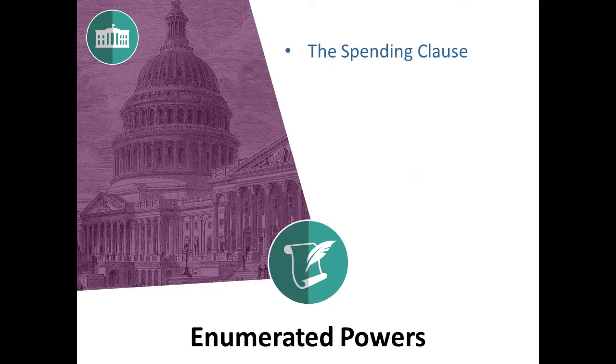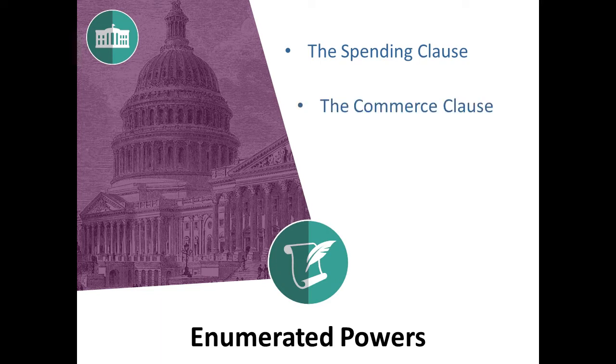Starting with the enumerated powers, I want to highlight three examples that have important implications for public health interventions. The first is the power to spend money for the general welfare. The minimum drinking age in the United States is an example of how the federal government used its enumerated powers, in this case under the spending clause, to shape public health indirectly by withholding 10% of federal highway funding from states that did not maintain a minimum drinking age of 21.